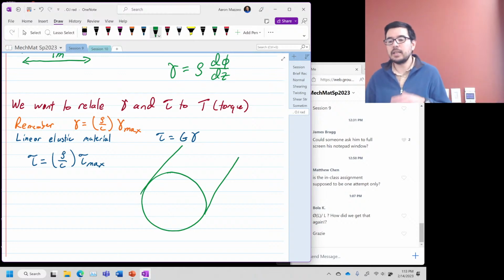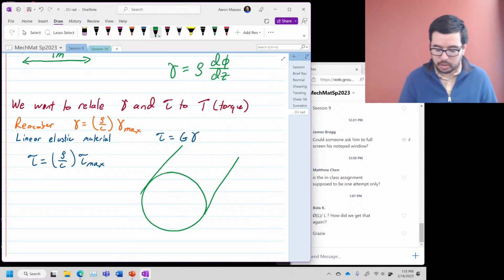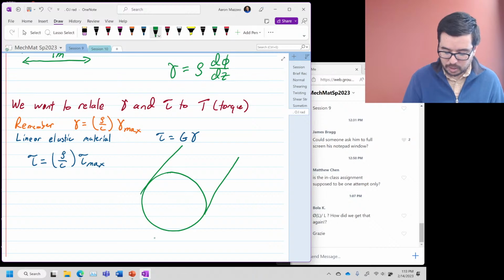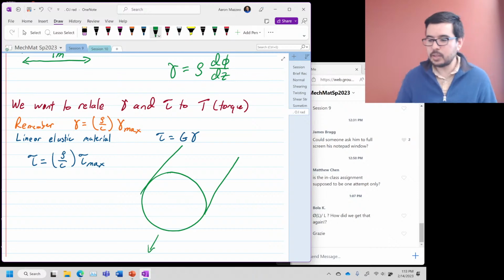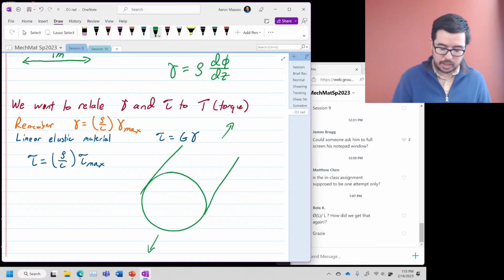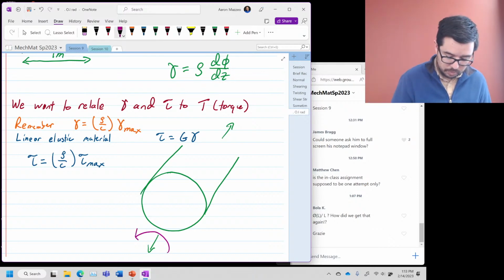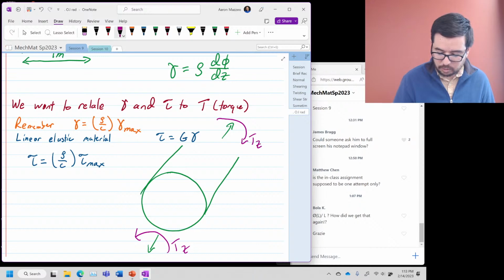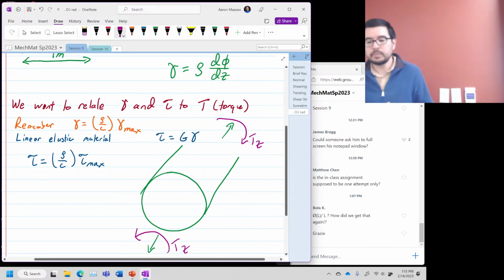Let's say this is some internal part of the shaft. Okay? Let's say that this has some torque acting on it. We'll say that the torque, call that Tz, there, like such.